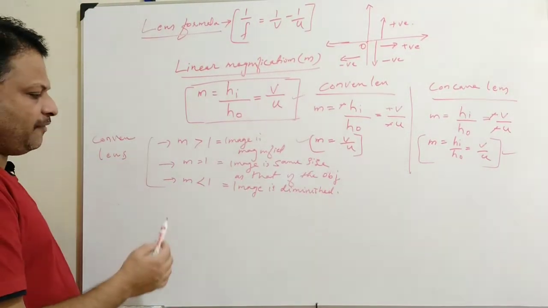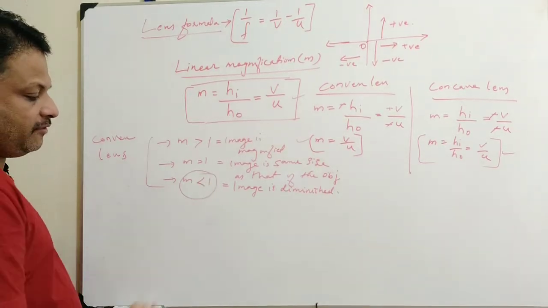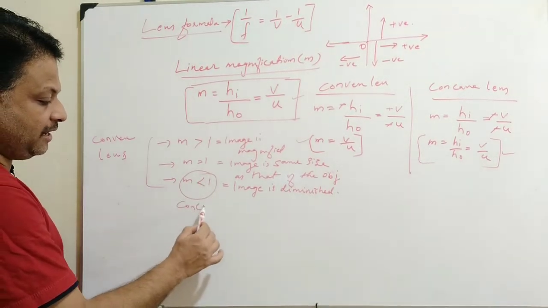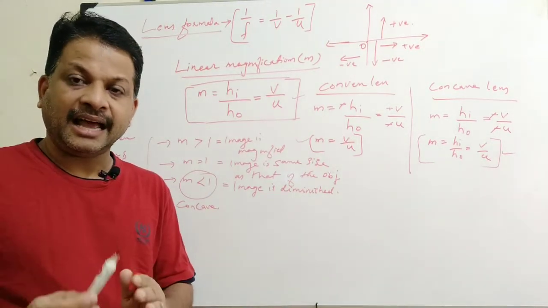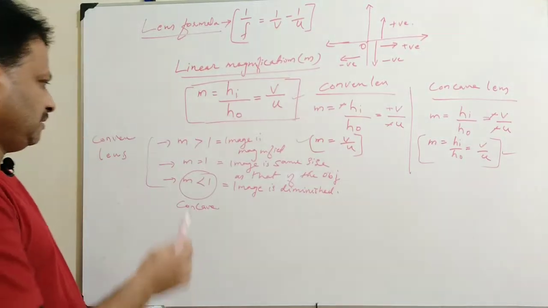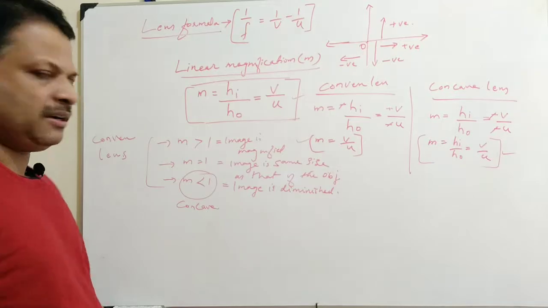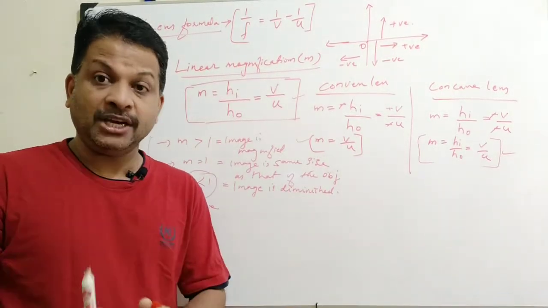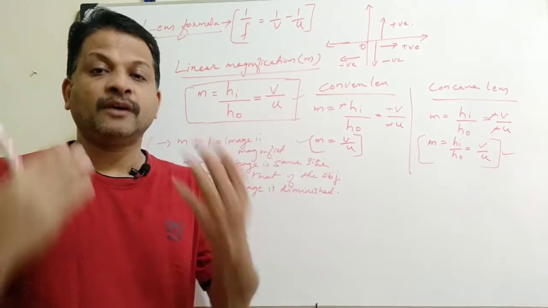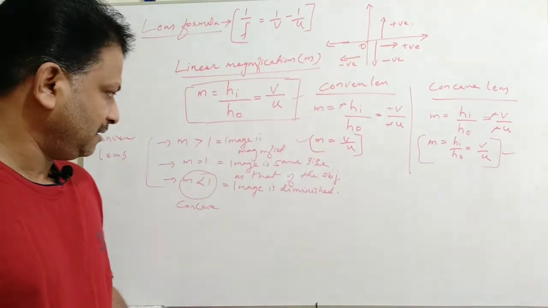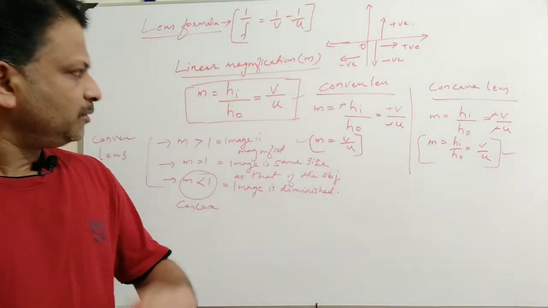Now in case of a concave lens, m will always be less than 1, because image is virtual, erect and diminished. So this numerical value gives us an idea about the size of the object, size of the image, whether the image is diminished, magnified or the same size as that of the object. Clear? Okay.